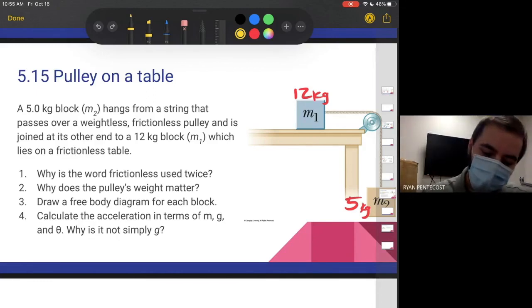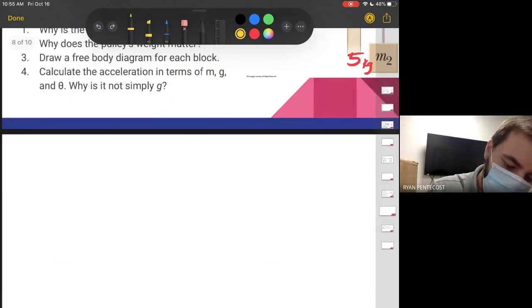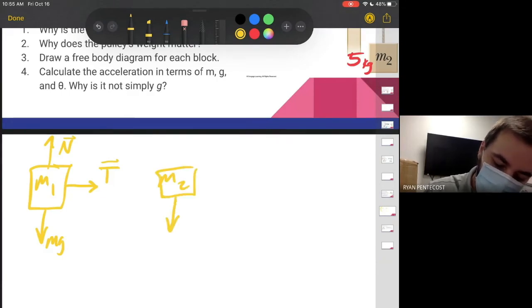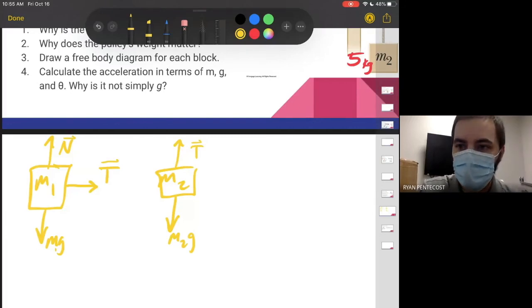So let's start off with a free body diagram for each block. M1 has a normal force opposing mg, and then it has tension pulling M1 across the table, right? Then we have M2 that has M2g, and the only thing opposing its motion is tension pulling up, right?